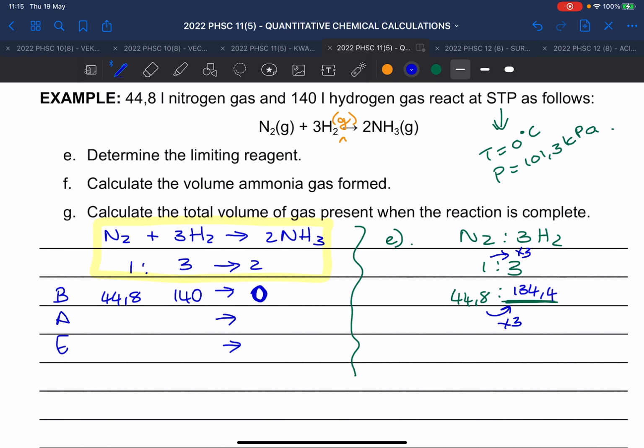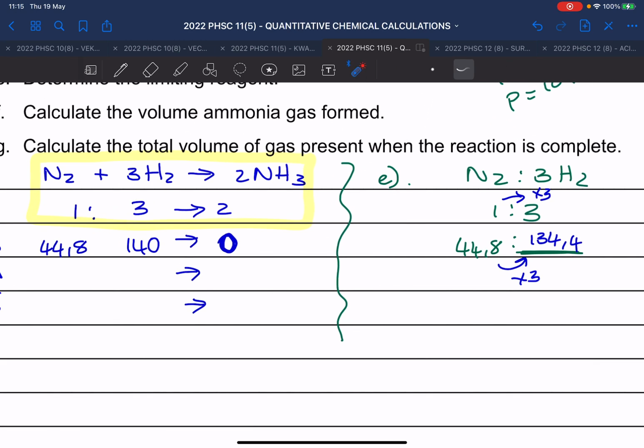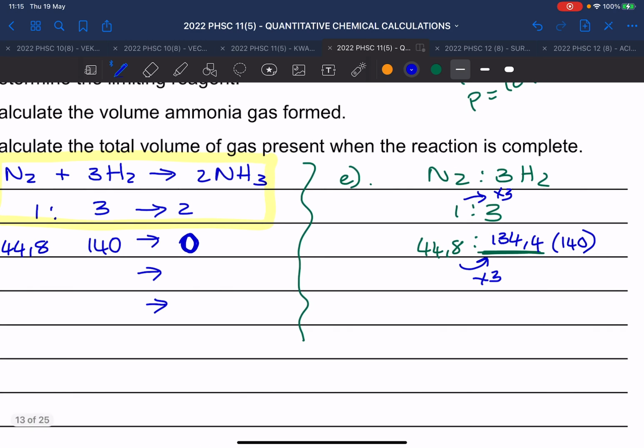Okay, so that is how much you need. How much do I have? I have 140 liters. So do I have enough? Yes, you have more than enough. So yes, you have enough. That means that one is in excess, and the other one is my limiting reagent.